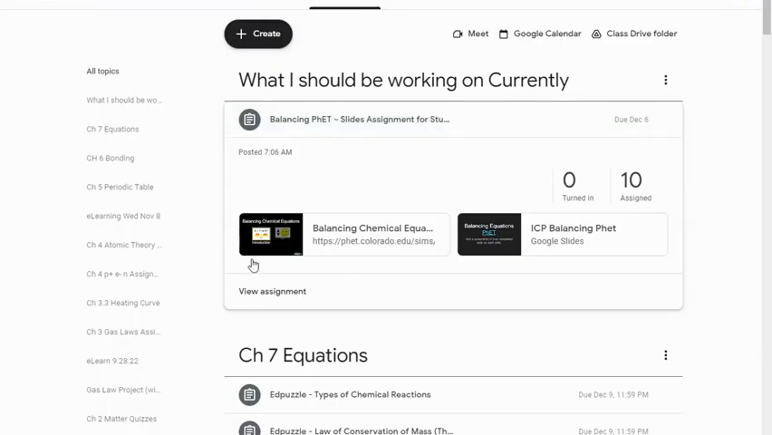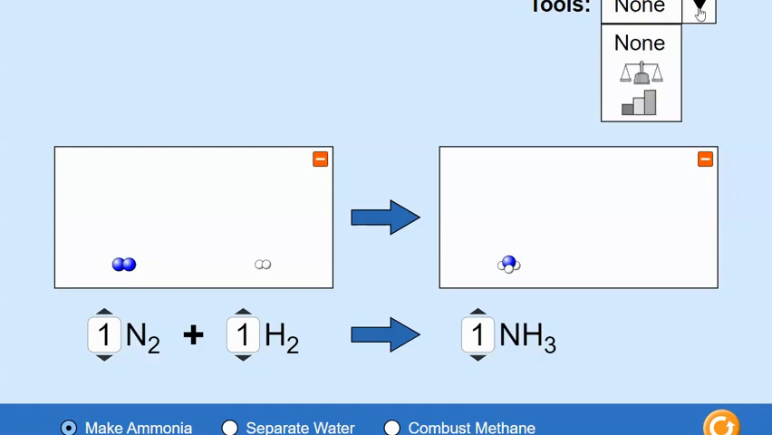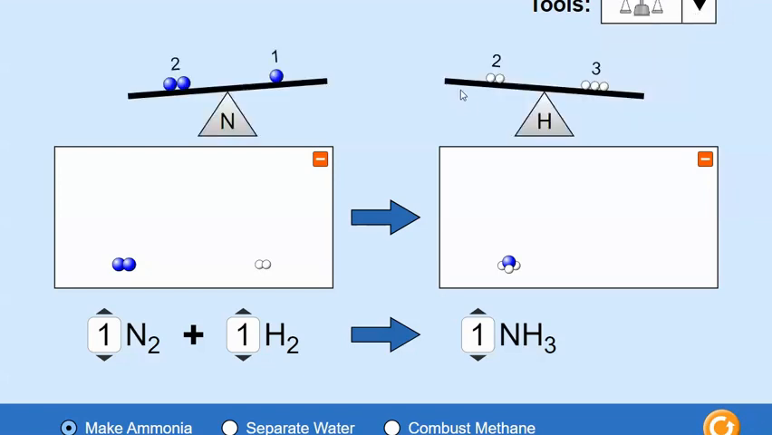PhET simulation. So I clicked on the link. I'm going to start with Introduction. We're going to start with having one molecule of each. So we always have to do that for every single one of them. And these first three examples have this little scale tool to help me see whether or not it's balanced. And I can actually see the little molecules when you add them there.